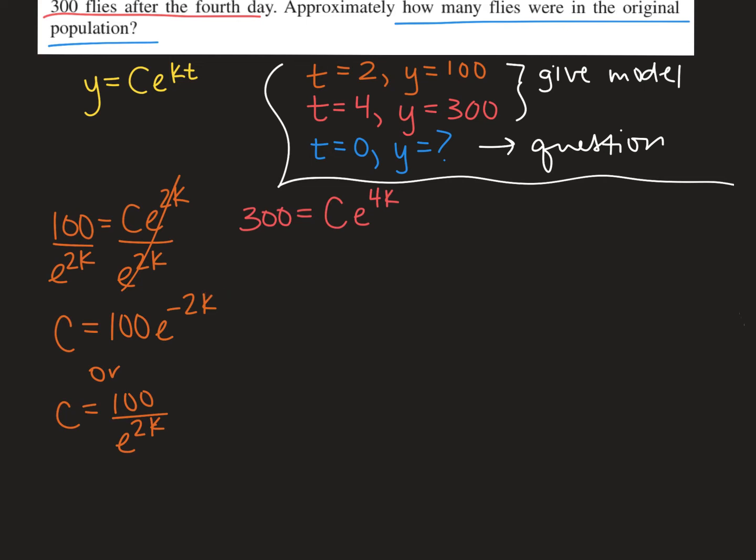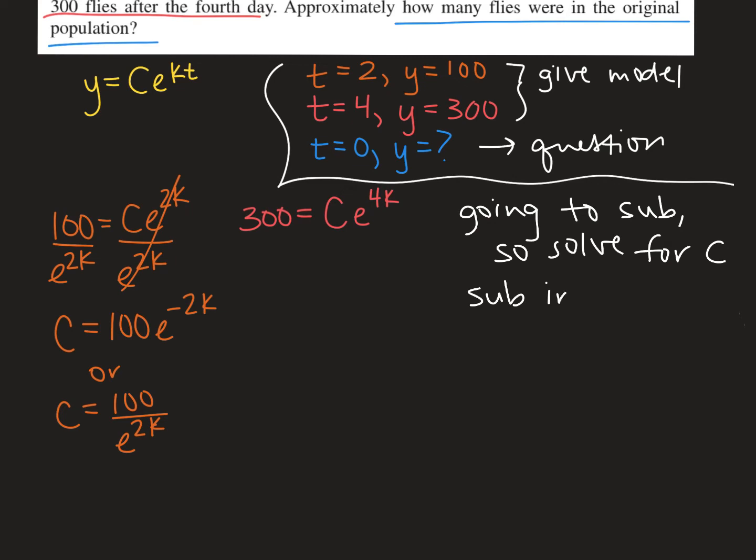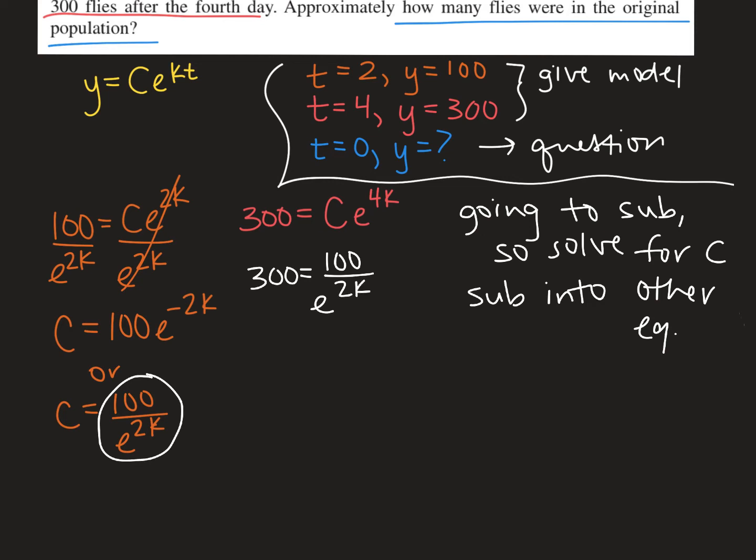So let's write what we did. We're going to substitute to solve. So solve for c. Then we're going to sub in the other equation. All right, so I'm going to sub this in for c. So I'll have 300 equals 100 over e to the 2k times e to the 4k.